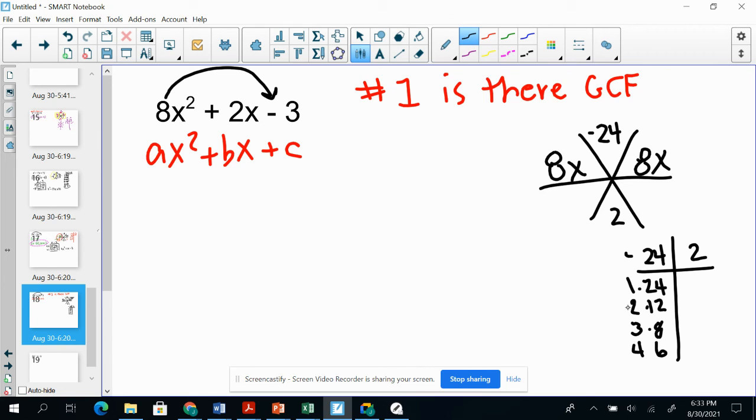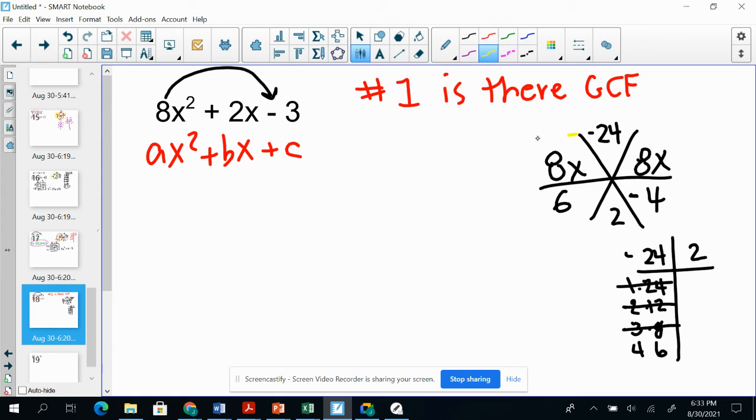2 and 12 won't give me 2. 1 and 24 can't give me 2. 3 and 8 can't give me 2, but 4 and 6 can. So now I have a 6 and a 4. The 2 is positive, so the big number is going to stay positive. So we're going to make the 4 negative because we got to get to 2. So 6 minus 4 gives me 2. 6 times a negative 4 gives me a negative 24.